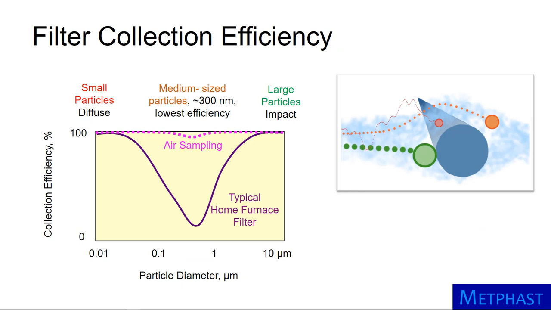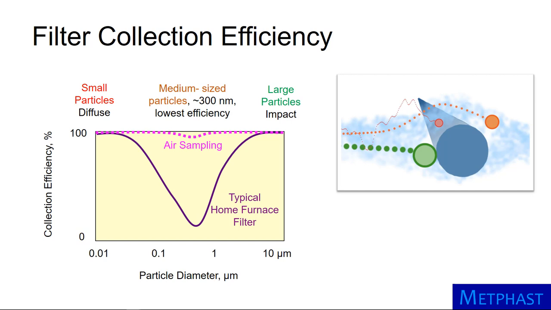Often, particles are collected onto filters for subsequent analysis. Filters collect a range of particles with varying efficiency depending on how the filter is made. The combined effect of diffusion and impaction results in a collection efficiency curve that is typical of filters. Here I show particle collection efficiency by particle size. The purple curve is typical of a low efficiency filter, like a low-cost furnace filter.